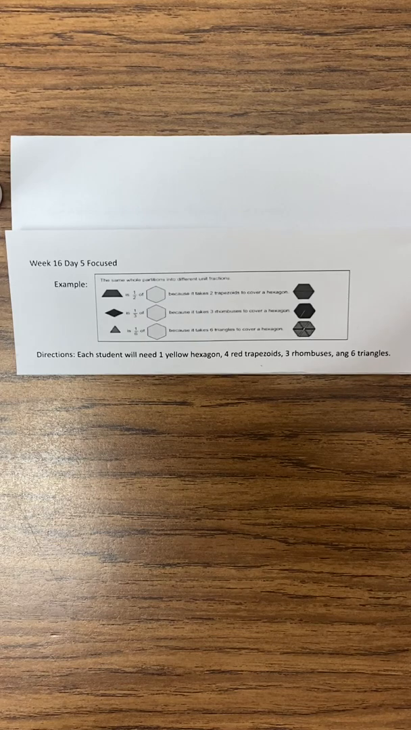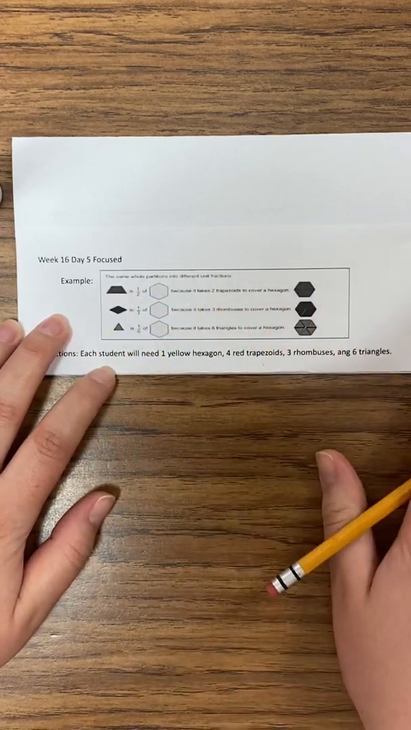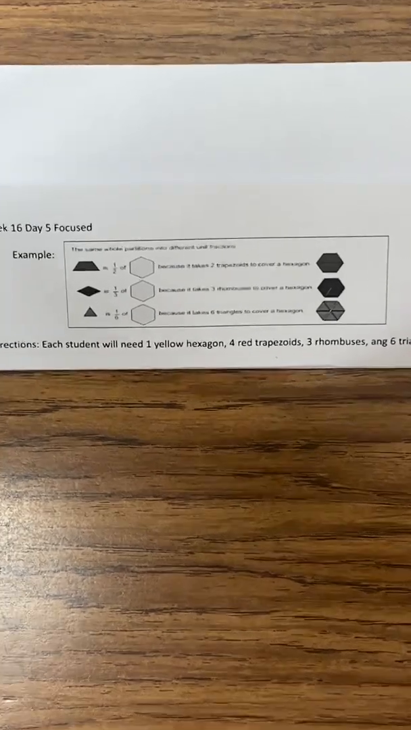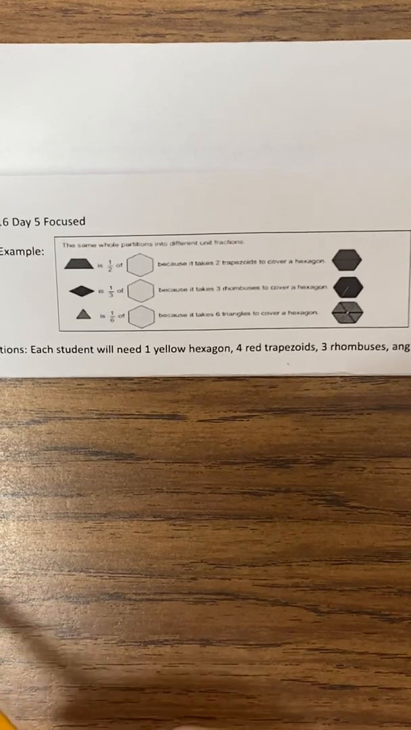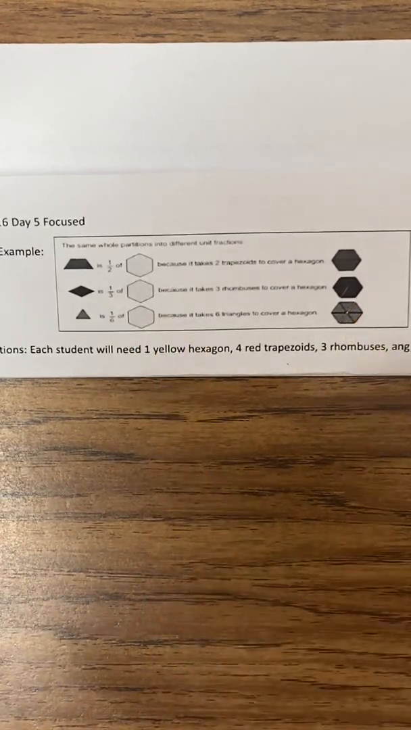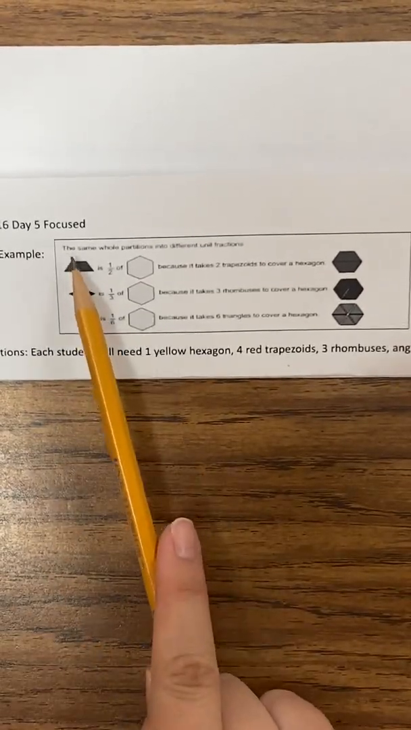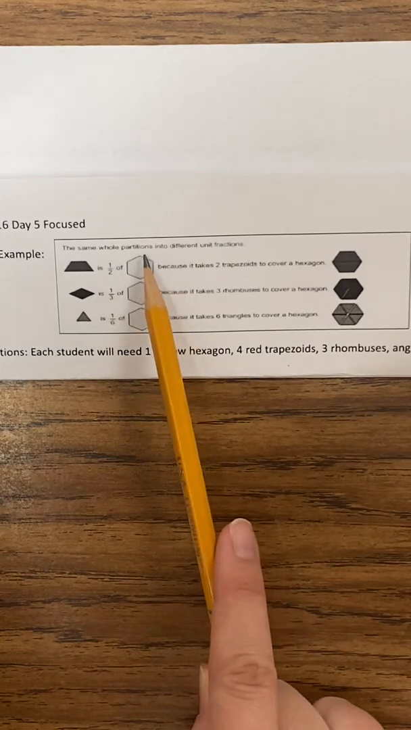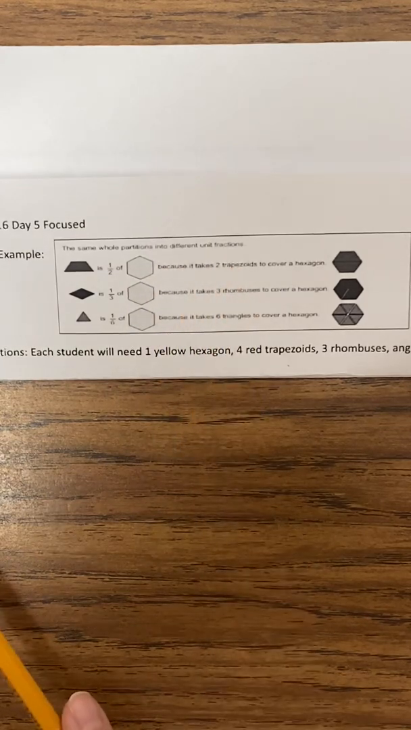So today, to start off our lesson, we're going to be using this little text box as a guide to give us another visual of how fractions work. Okay, so I'm going to zoom this in just a little bit more. There we go, so you can see it better. I'm going to be using these shapes so that you can see it more clearly than on the piece of paper, okay? So right here it says the same whole partitions into different unit fractions, okay?